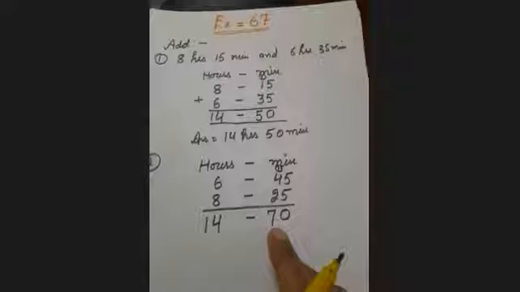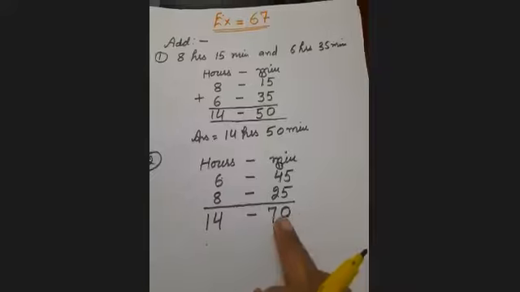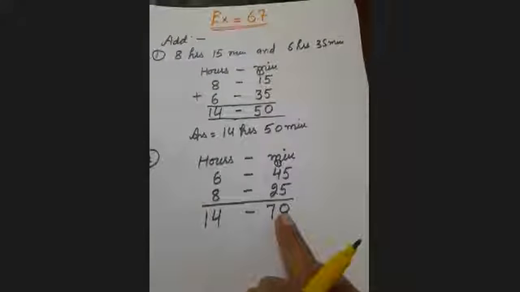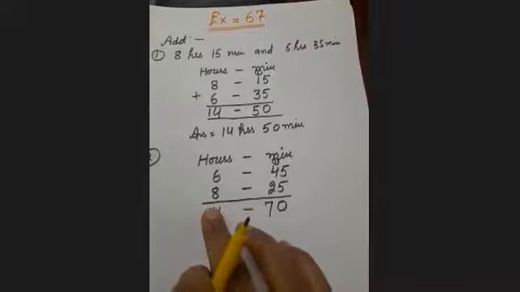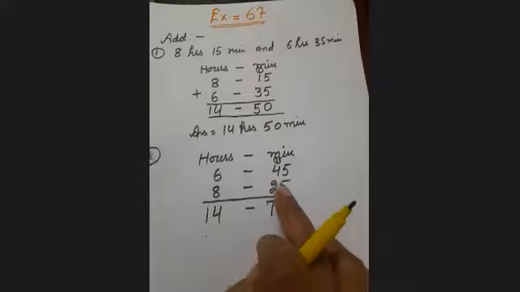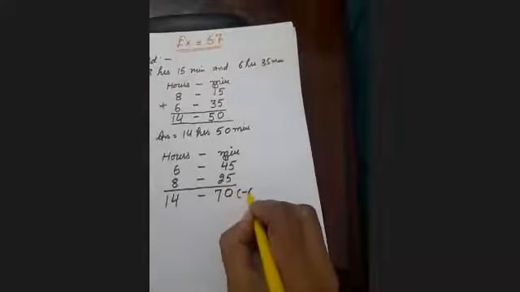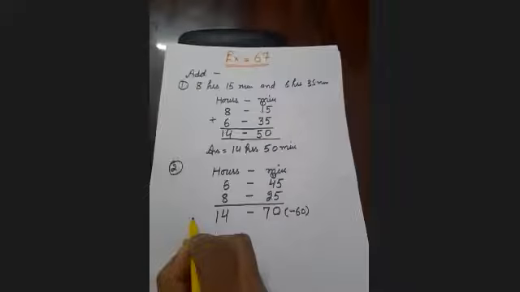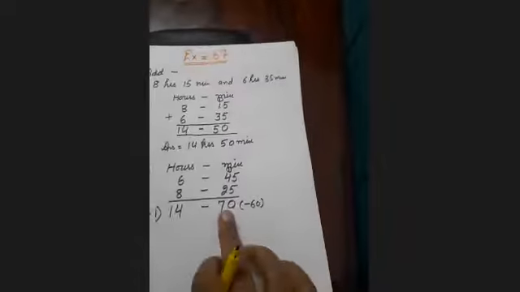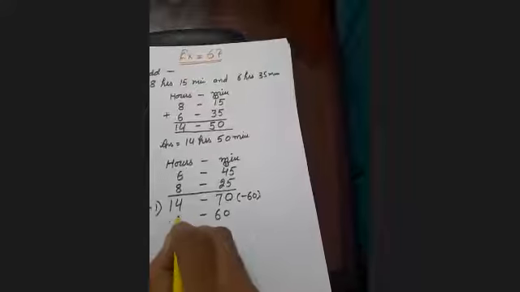As you know, in 60 minutes, we have 1 hour. When we add 60 minutes, we get 1 hour. So here we have 70 minutes. Now shift 1 hour on right hand side. Subtract 60 minutes and add 1 hour. So 60 minutes minus, and plus 1 hour.